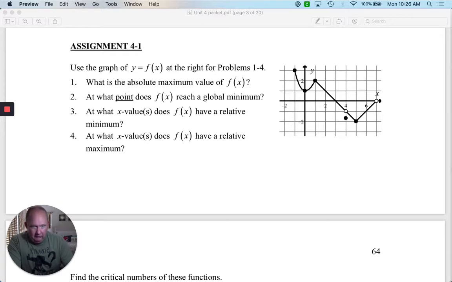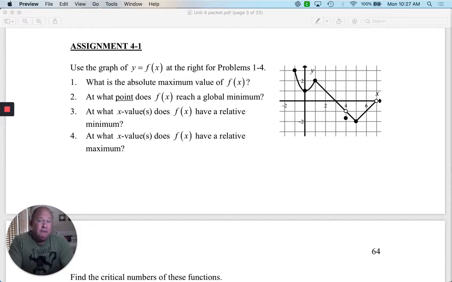So where is the global minimum? The lowest point on the graph that you see. And so you can see that is at the point, what, 5, -2. So at 5, -2 is the global minimum, and it's a point because it asks us for a point. Number 3, at what x value or values does it have a relative minimum?